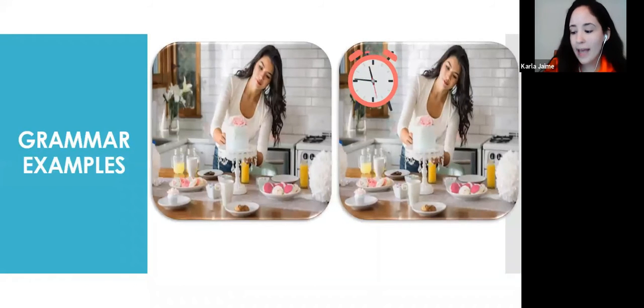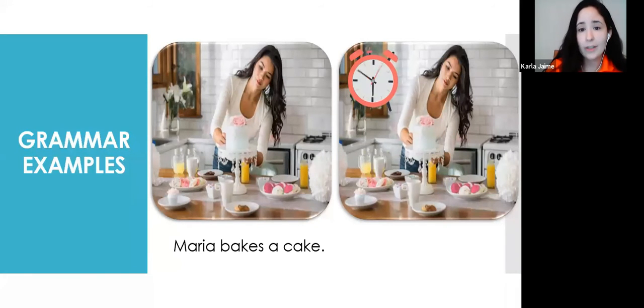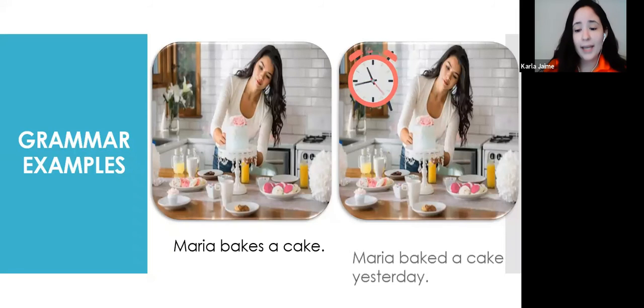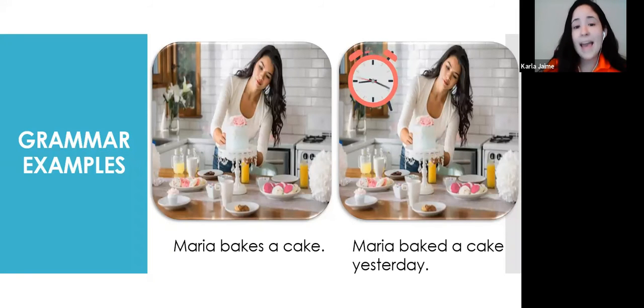Okay, so we have some examples. First, Maria bakes a cake, okay? She is doing it right now, or she does it every Monday, okay? She bakes a cake. In past, it would be Maria baked a cake yesterday, okay? The ED in yesterday tells us it's in the past.